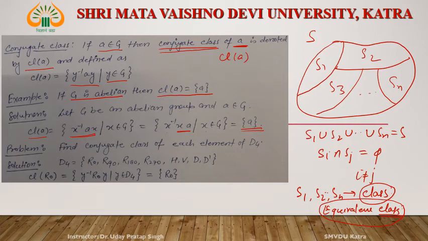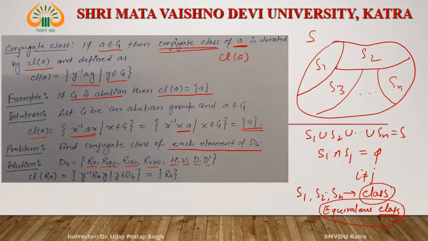Now find the conjugate class of each element of D4. What is D4? D4 is R0, R90, R180, R270, S, V, D, D dash. All these operations we know very well. We already discussed them in our previous lecture.